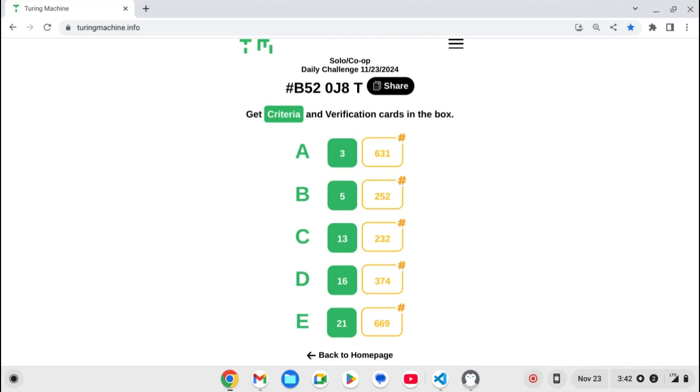Let's begin. Today's November 23rd, 2024, and we're solving the Daily Turing Machine Puzzle. Today's puzzle uses the following 5 criteria cards: criteria card 3, 5, 13, 16, and 21. And the puzzle uses the orange verification cards. The code above is your way to get more information on today's puzzle by searching the code on turingmachine.info. Let's go solve.